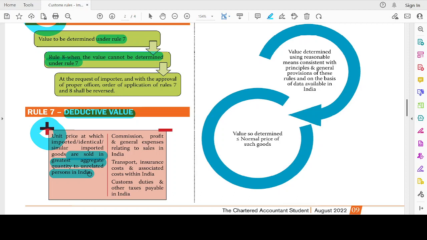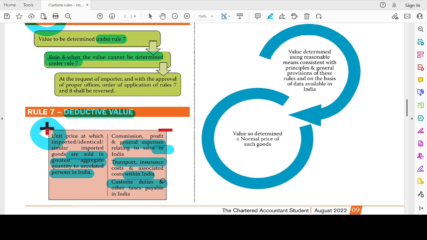You have to deduct commission, profit or general expenses relating to sales in India, and transport costs within India. See, it is also in India. Customs duty payable in India as well. So you take the unit price of the goods sold in the greatest aggregate quantity to an unrelated person in India, and you deduct the customs duty payable in India, the transport, insurance or other freight related costs in India, and the commission, profit and general expenses relating to sales in India. You have to deduct all these so that you arrive at a cost.